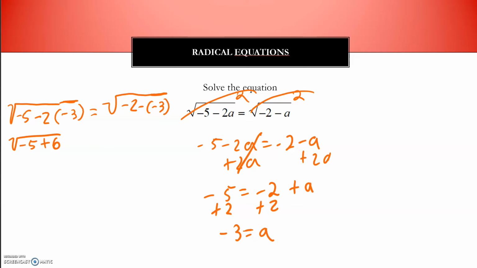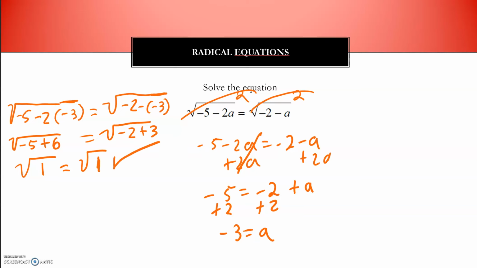So you get negative 2 times negative 3 is positive 6, plus negative 5. And then we would get negative 2 minus negative 3 is negative 2 plus 3. So I would get negative 5 plus 6 is positive 1, the square root of. And then on the other side, negative 2 plus 3 is also positive 1. So that one is valid.